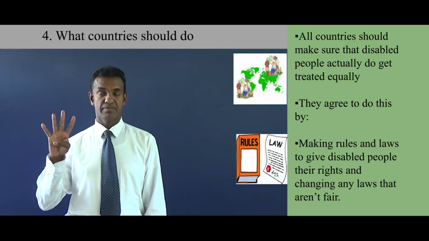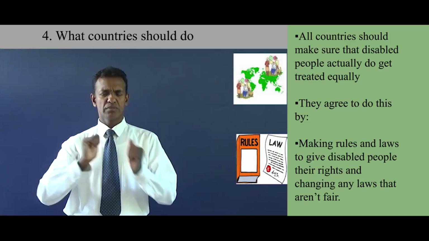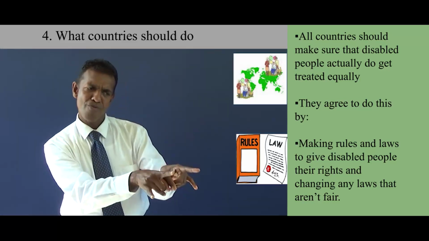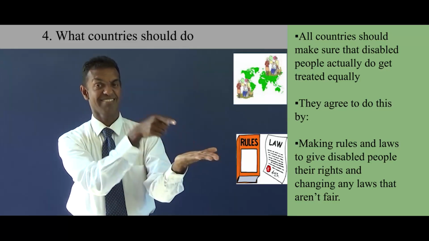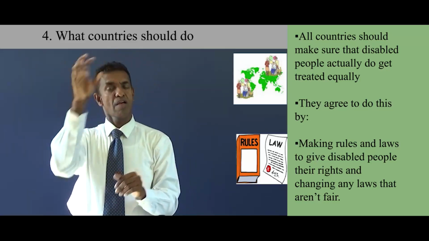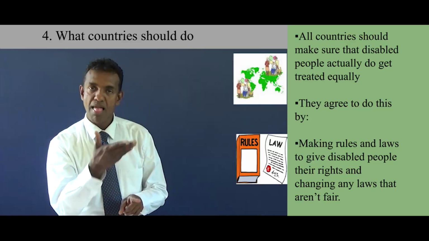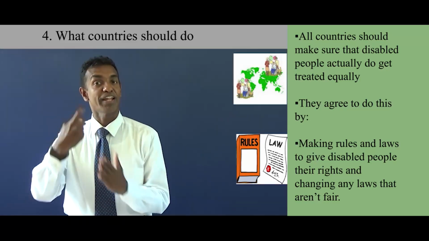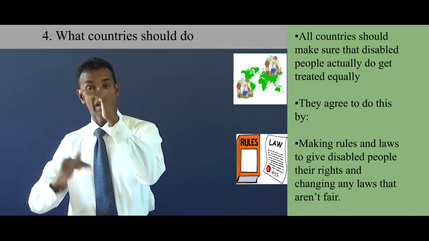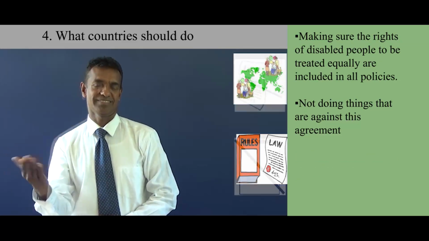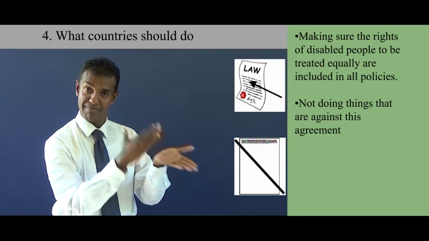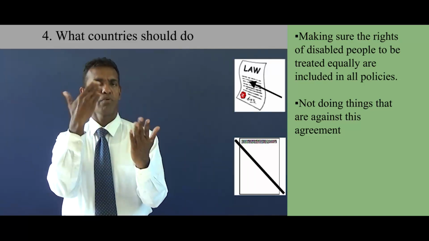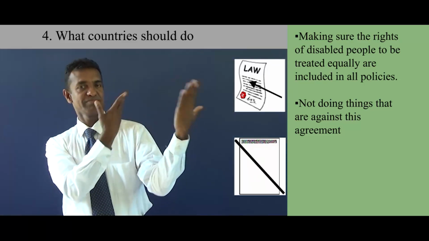What countries should do. All countries should make sure that disabled people actually do get treated equally. They agree to do this by making rules and laws to give disabled people their rights and changing any laws that aren't fair. Making sure the rights of disabled people to be treated equally are included in all policies. Not doing things that are against this agreement.